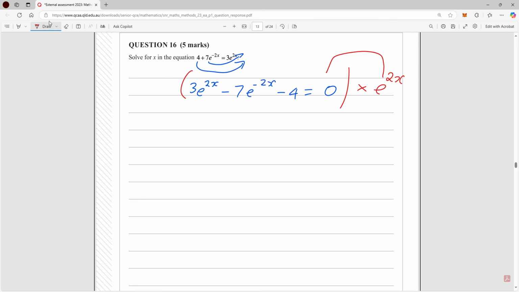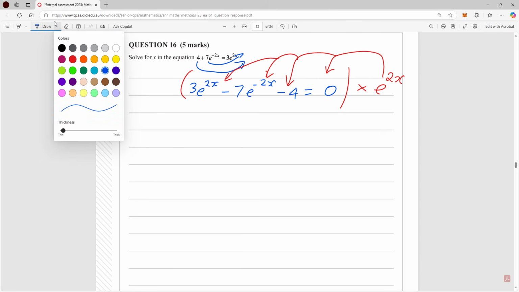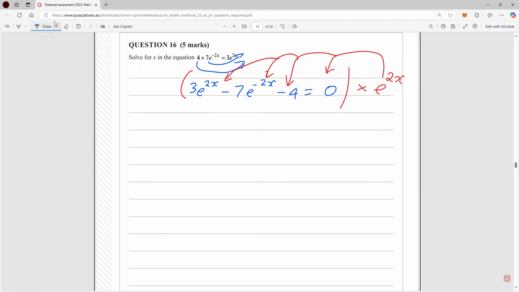If we distribute this, that'll give you 0. That'll give you negative 4e to the power of 2x. So let's do this first one. This will give you 3e to the power of 4x minus, this is going to cancel that out perfectly, so you just have minus 7. And then here you're just going to have minus 4e^(2x) equals 0. Now I'm just going to rearrange this again. Okay, now hopefully you can see what I mean by a quadratic.